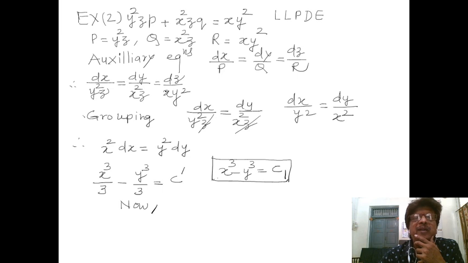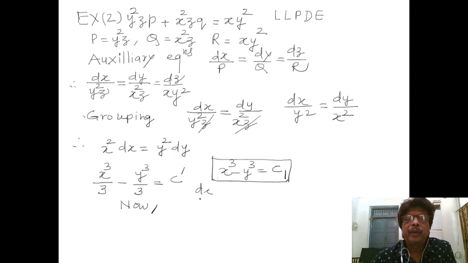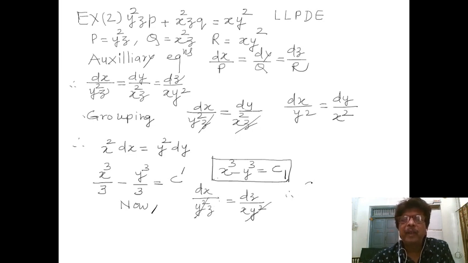Now pair first and third. If we group first and third, we observe that y square is common, and we can cancel this y square. After cancelling y square from first and third, we shall see dx upon y square z equal to dz upon x y square. We cancel y square. We are left with, therefore, dx upon z equal to dz upon x.